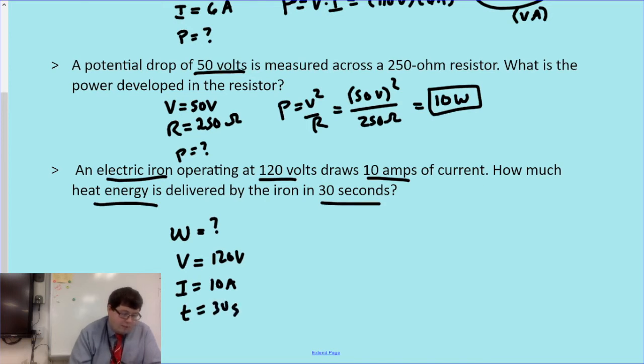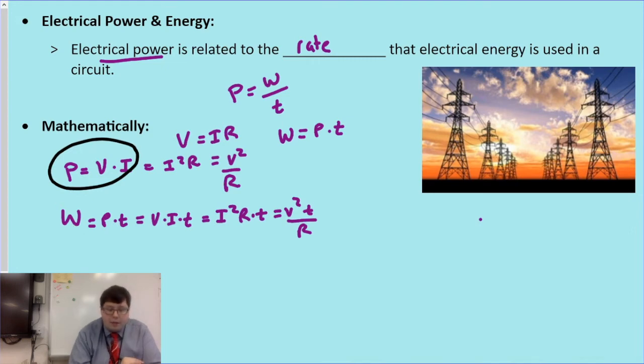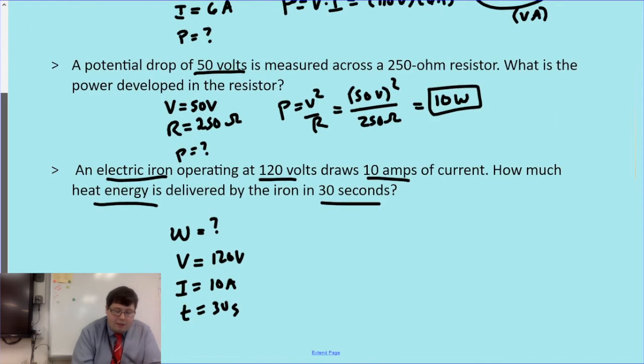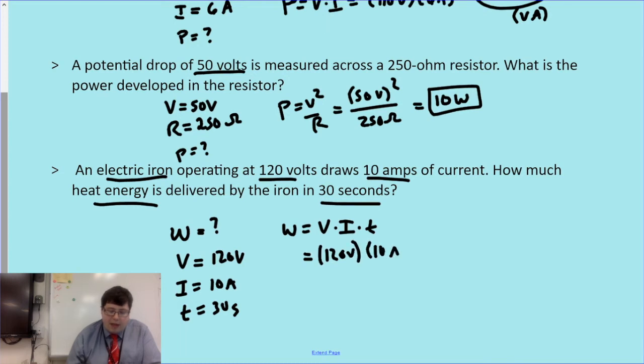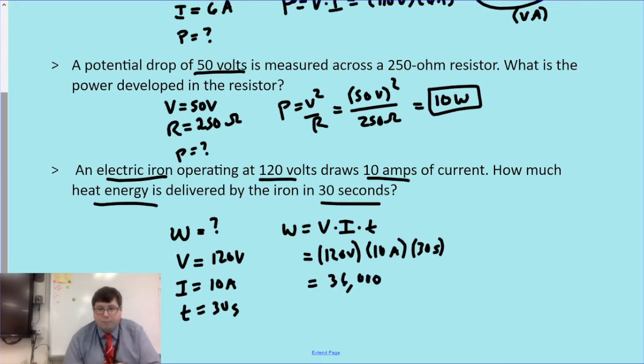Looking back on my equations, I have an equation for work or energy that's in terms of voltage, current, and time, VIT. So we can say the electrical energy, W, is the potential times the current times the time. So we're going to end up plugging in our numbers, 120 volts times 10 amps times 30 seconds. That should end up in your calculator as 36,000. And remember, our unit of energy is joules. Of course, it would be perfectly fine to say volt-amp-seconds, but let's go ahead and use joules here.